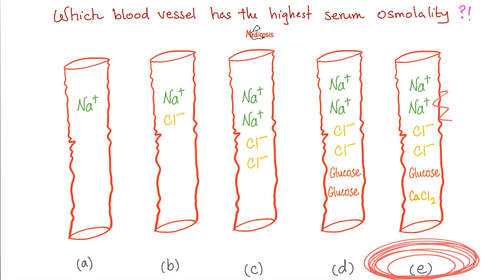Doofus. What did I say 5 seconds ago? We care about the number, not the mass, not the size, the number. The glucose is 1 molecule, but calcium chloride here is 1, 2, 3. You have 3 molecules here. So of course, blood vessel E has the highest osmolality or osmolarity of all of them.